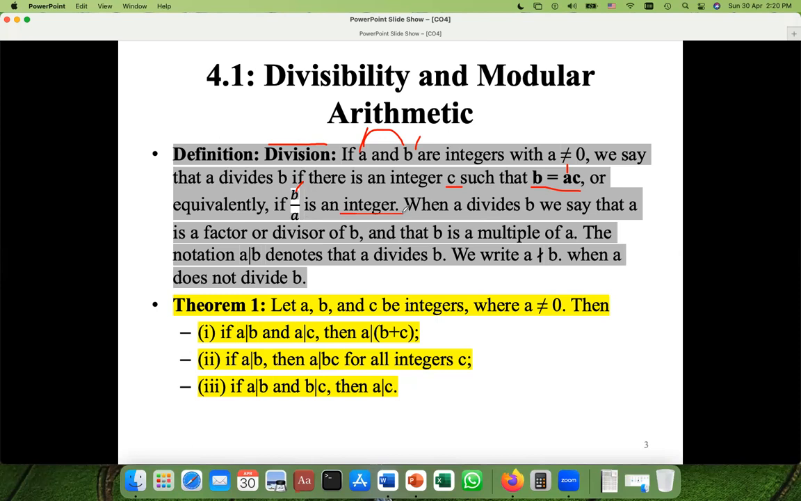Okay, so this is the normal definition of division, no issue. And in this division, when you normally say A divides B, then this A is called the divisor or the factor, and B is called the multiple of A. And how can you represent this division, A divides B, in discrete mathematics?